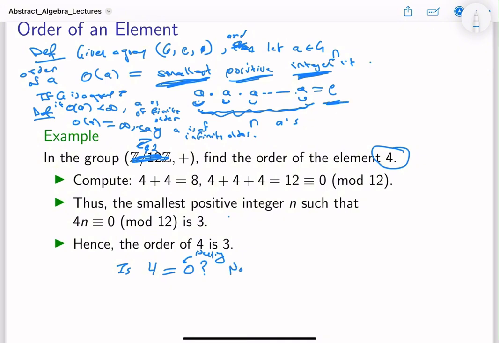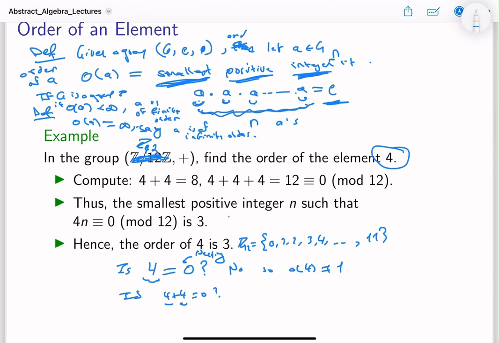Is 4 equal to 0? Well, no, because remember Z12 is a set that has distinct elements up to 11, right? So these are distinct. So no, and thus the order of 4 is not equal to 1, because here we took one 4. Is 4 plus 4 equal to 0? We took two 4s here.